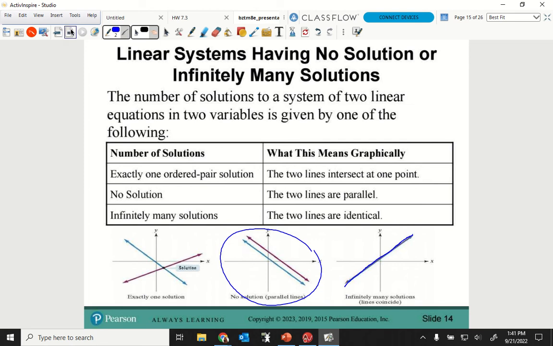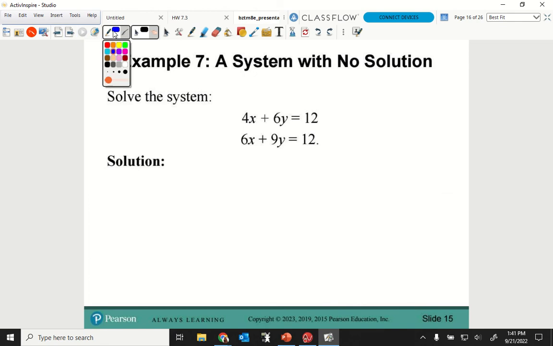So let's take a look here. Now, in this example here, I have to again look to see. I'm going to either cancel out my x's or cancel out my y's. So by using addition, let's look. 4 and 6, are those going to give me 0? No. 6 and 9, are those going to give me 0? No. So now we have to start looking at factors.